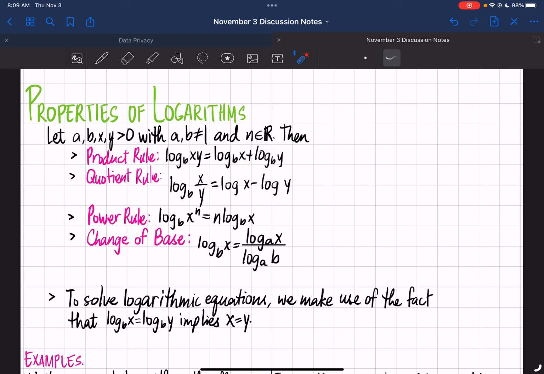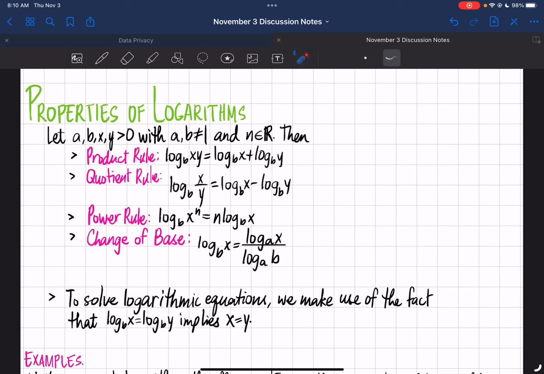Then for the quotient rule, meron ka dito quotient ng dalawang real numbers. Ang pwede mong gawin kung kukunin mo yung logarithm nila is isa-split mo rin sila, pero instead of addition, magiging subtraction siya. So yung quotient rule, log of x over y base b equals log of x base b minus log of y base b. Then the third one is yung power rule.